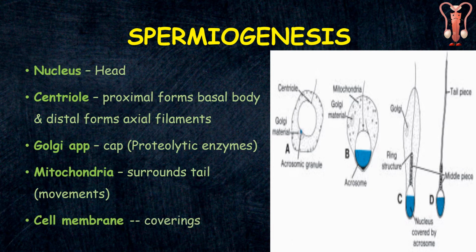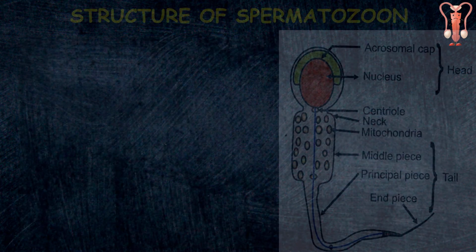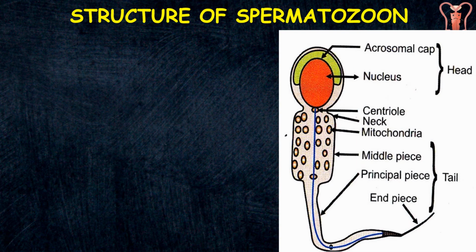Cell membrane: the cell membrane of the spermatid forms the covering of the spermatozoa. The membranes of the late spermatids contain the germinal angiotensin converting enzyme. A fully formed spermatozoon is a motile cell which is 50 to 65 micrometers in length. The structure of the spermatozoon.